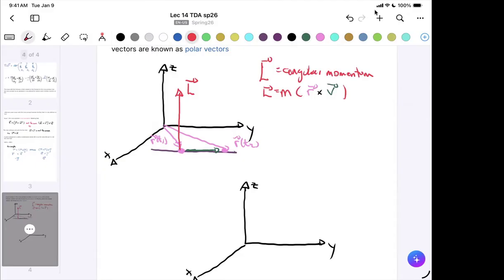But okay, so now what you can do, so again, this is the particle at one time, and this is the position of the particle at a later time, and this is the velocity vector.